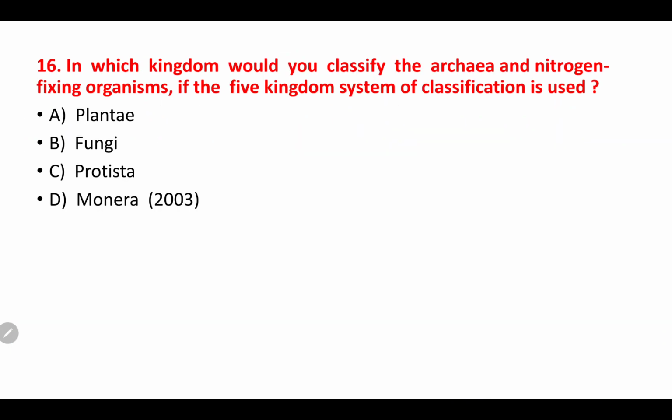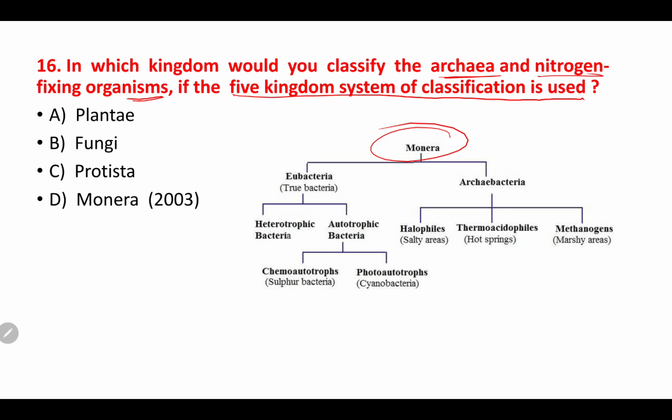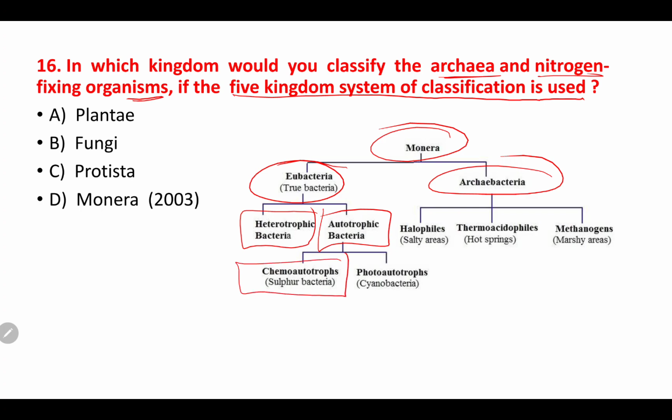Now let us go to the 16th question. In which kingdom would you classify archaea and nitrogen fixing organisms if the 5 kingdom system of classification is used? See, the kingdom Monera is divided into eubacteria or true bacteria and archaebacteria. Eubacteria includes heterotrophic and autotrophic bacteria. Again, autotrophic bacteria includes chemoautotrophs such as sulfur bacteria and photoautotrophs such as cyanobacteria.